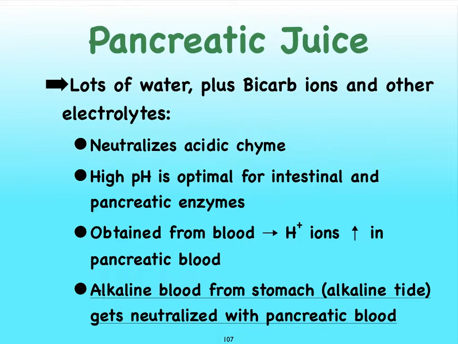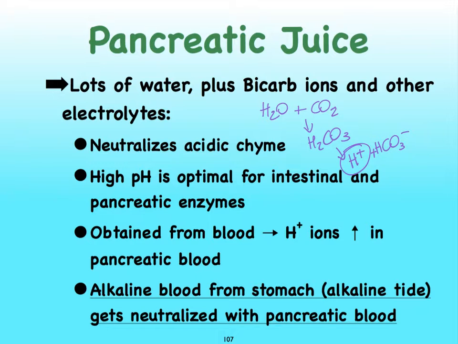Now, where do these bicarbonate ions come from to help form this pancreatic juice? Well, it comes from the blood. And remember, let's review this real quick, to make bicarbonate ions we need to combine water with carbon dioxide. That then forms our carbonic acid. And then the carbonic acid can fall apart into hydrogen ions and bicarbonate ions.